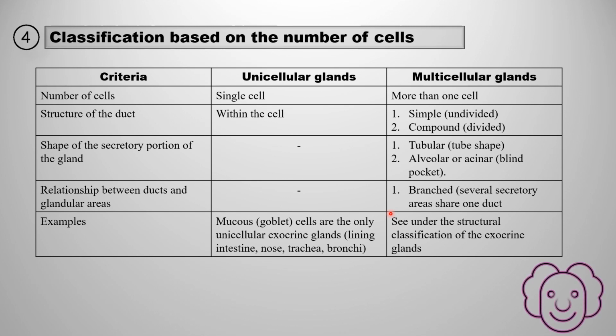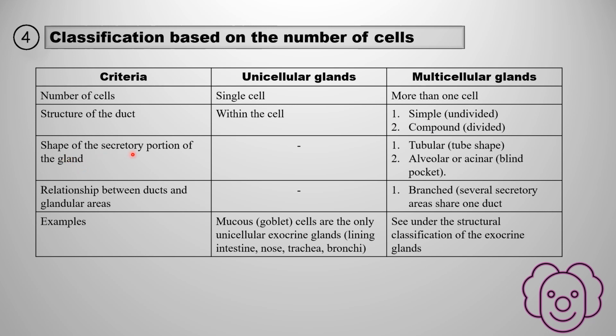The last but not least is the classification based on the number of cells. So I have only two types of glands: unicellular glands and multicellular glands. Here I have the number of cells. Only a single cell, or one cell. Here, more than one cell. Structure of the duct within the gland: here, either simple, undivided, or compound, divided. We are going to see this in the next slide.